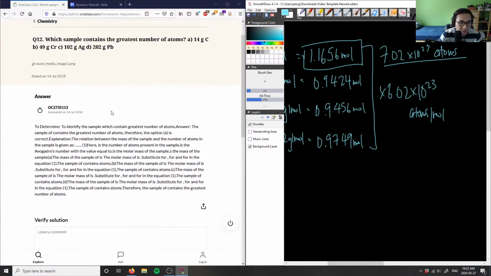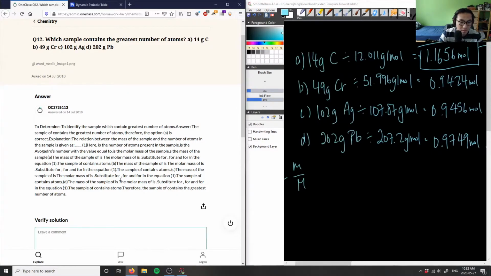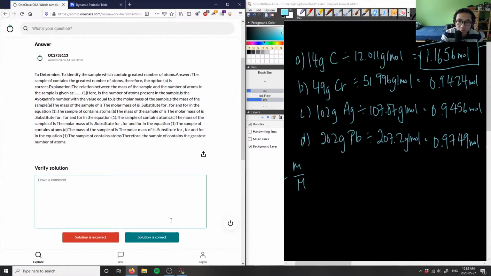I believe that the solution is missing the equation, the numbers here. So I'm going to write that down for them as well. To figure out the number of atoms in the sample, we will have to divide the masses of the sample by their respective molar masses.